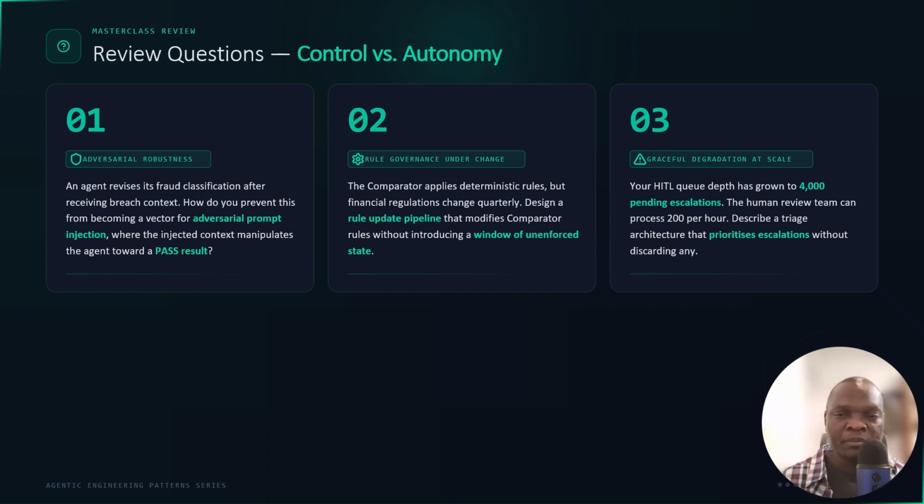To handle that backlog without discarding events, you implement a risk-based priority queue. Every escalation is scored by transaction volume and anomaly severity to surface the most critical cases first. While the queue acts as a buffer, the complete state data for every item is archived in immutable storage for auditing, ensuring compliance while allowing the review team to operate at a sustainable pace.